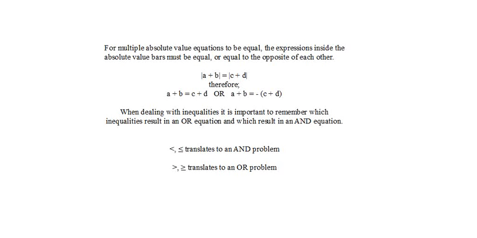In our example here, we see that the absolute value of a plus b equals the absolute value of c plus d. For those to be equal, a plus b must equal c plus d, or a plus b must equal the negative of c plus d, or negative 1 times c plus d. When working this second equation, make sure you distribute that negative to both the c and the d.